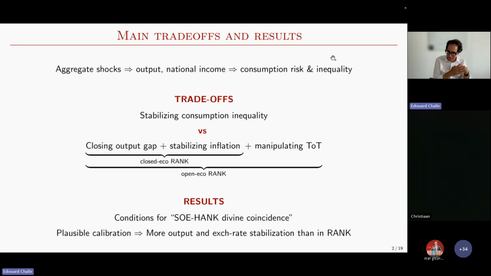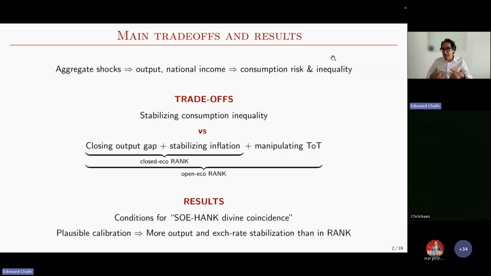Okay, and this is what underlies the search for divine coincidence results, situations where the various objectives of the central bank do not conflict. And then once we understand when they do not conflict, we can better understand the circumstances under which there are trade-offs and conflicts between objectives. So we're going to do exactly that. We're going to start by eliciting a parameter set, a configuration where there is what we call the SOE, small open economy, HANK divine coincidence, where all four objectives that I've just mentioned on these slides are perfectly aligned.